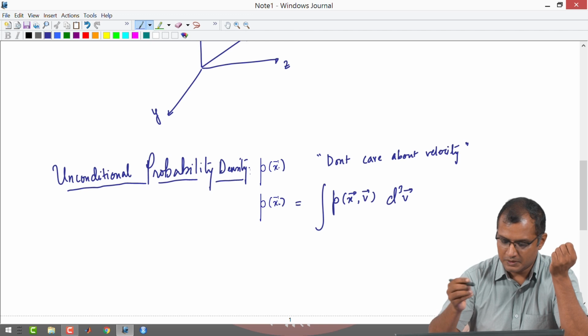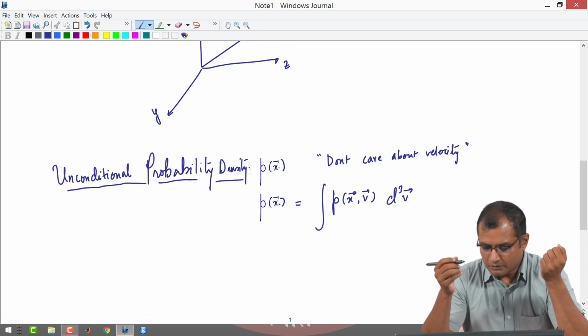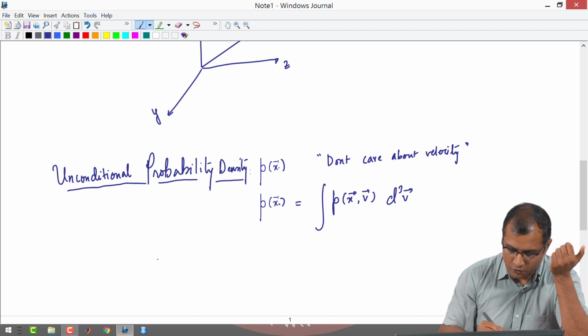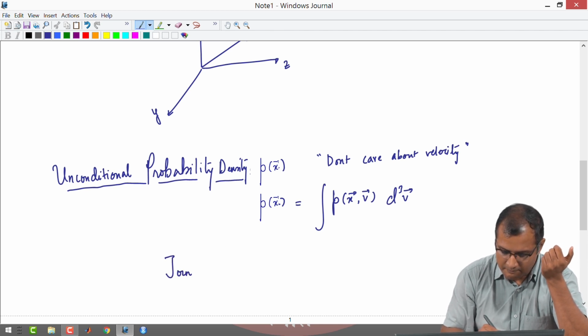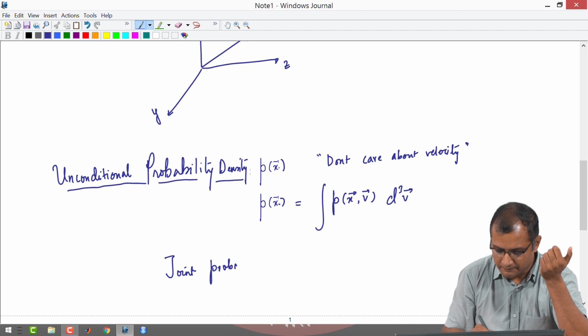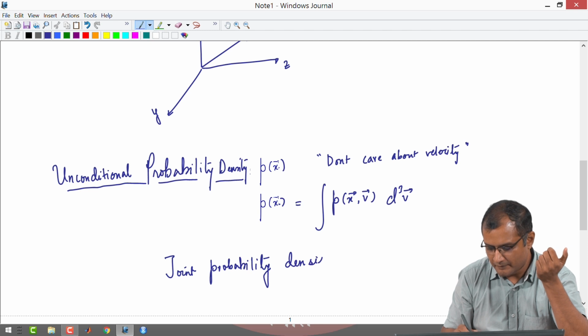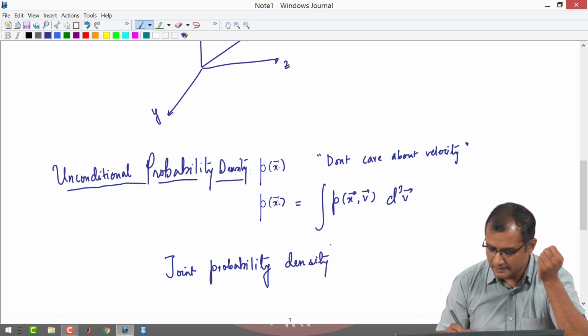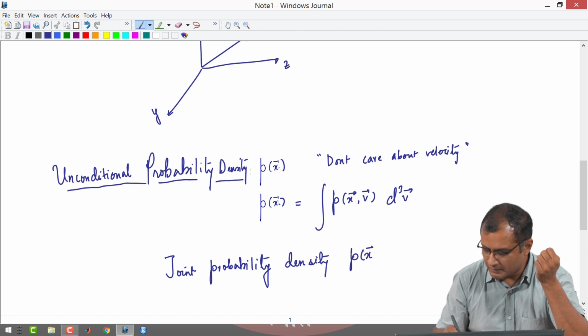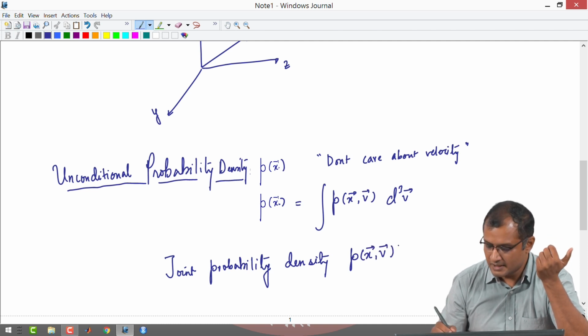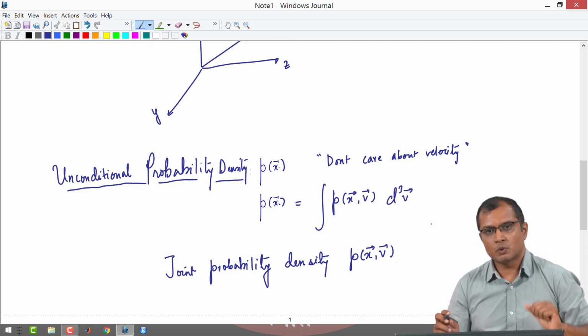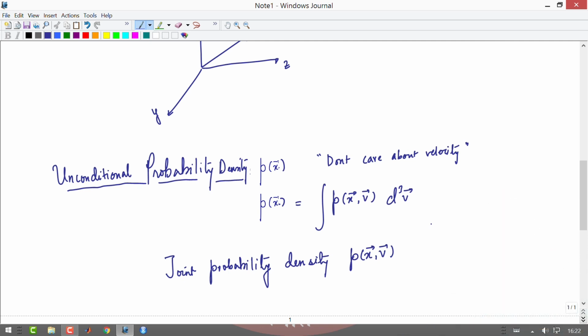Okay, so now this means that my total probability, or the joint probability density, must be normalized. I'm going to call this the joint probability density, and it has dimensions of 1 upon x cube into 1 upon v cube. So it has the dimensions of 1 upon length cube into 1 upon velocity cube, some velocity scale cube.